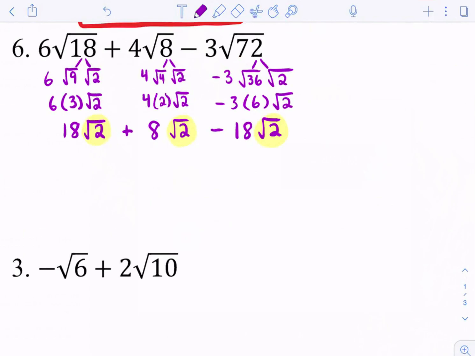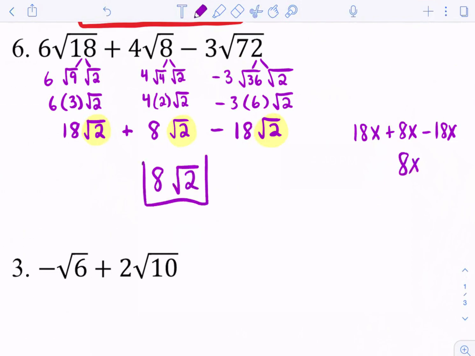So think of it like saying, 18x plus 8x minus 18x. What happens here? So 18 plus 8 minus 18 is 8 rad 2, because this would be 8x. So that's why this is just 8 rad 2.